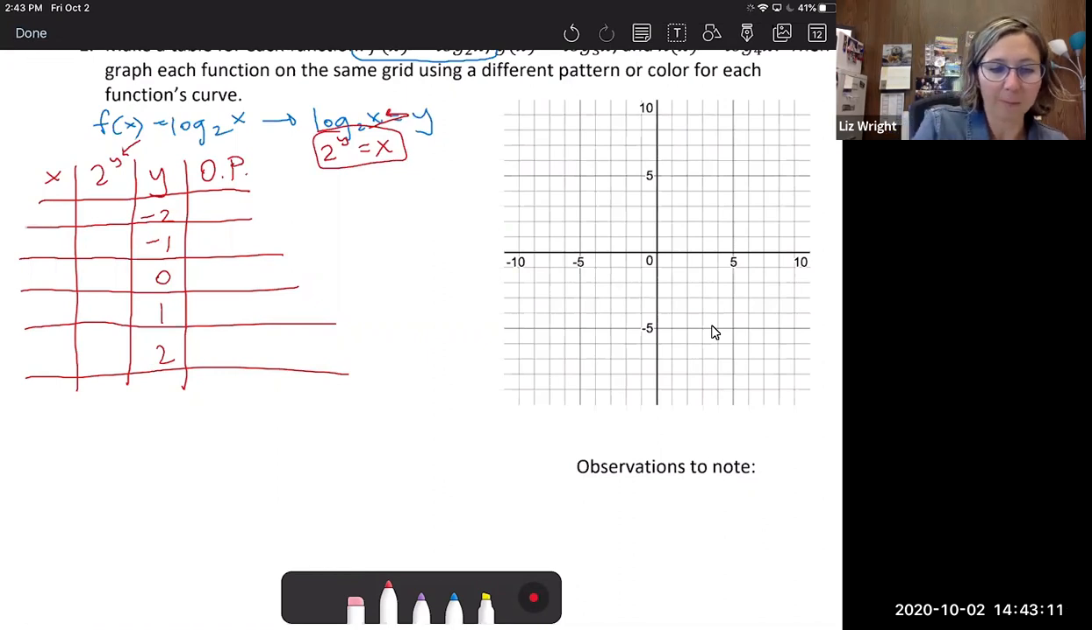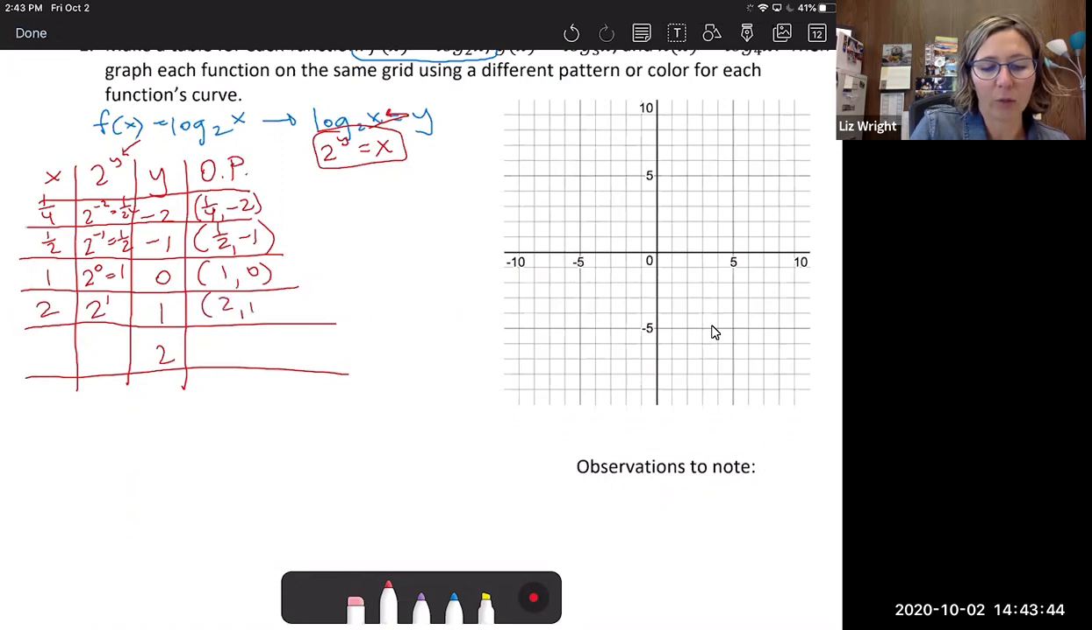All right, here we go. So this time we've got 2 to the -2, which is going to be 1 over 2 squared, which is 1/4. So we're going to be graphing the point (1/4, -2). Then we're going to have 2 to the -1, which is 1/2. And that 1/2 comes over here. Then we're going to graph the point (1/2, -1). Then we're going to take 2 to the 0, which equals 1. And so we're going to plot the point (1, 0). Then we have 2 to the 1st, and then we're going to plot the point (2, 1).